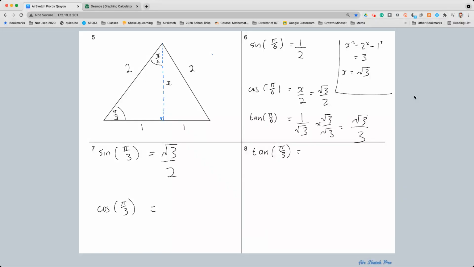Similarly, cos pi on 3 must be a half, and tan pi on 3 is equal to the opposite of 1 on root 3. So it's root 3 on 1, or just root 3. Okay, because the opposite and adjacent flip over. And there you go, there's the exact values.